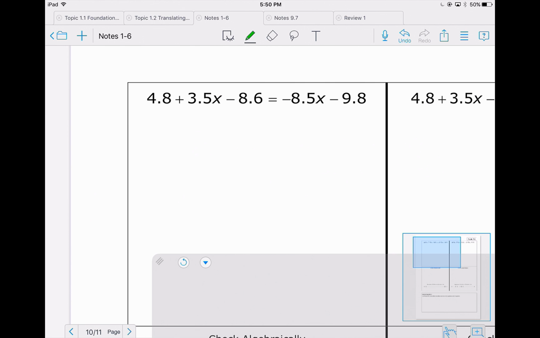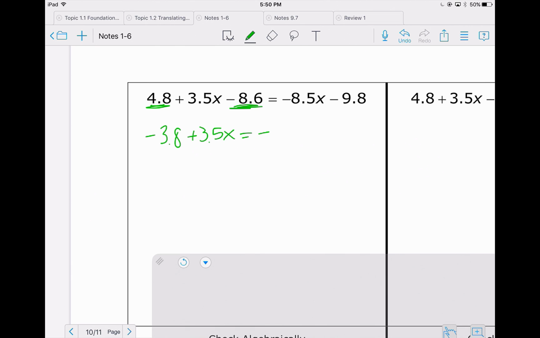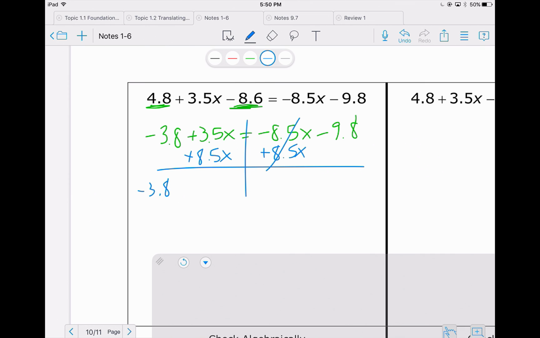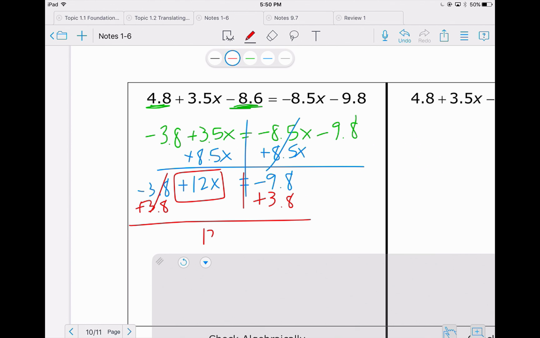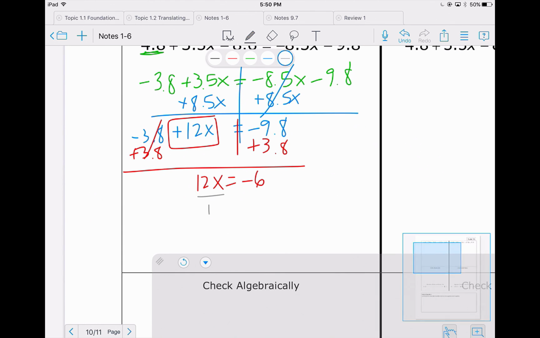Looking at the last problem, I have 4.8 plus 3.5x minus 8.6 equals negative 8.5x minus 9.8. So the first thing I'm going to do is combine my like terms on this side. So that gives me negative 3.8 plus 3.5x equals negative 8.5x minus 9.8. Now, because I have variables on both sides, I'm going to move my smaller variable. Remember that negatives are smaller than positives. So I go ahead and move this, and I get 12x here. I box my x and move what's outside. Move it by doing the opposite. So 12x equals -6. Divide both sides by 12, and x equals -1/2.